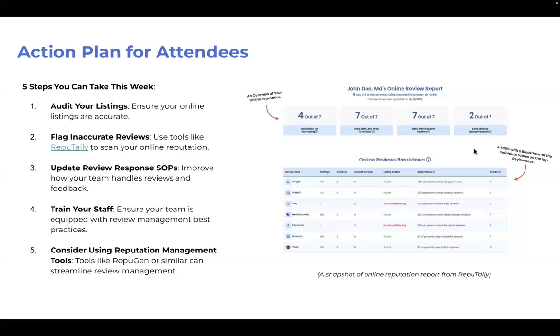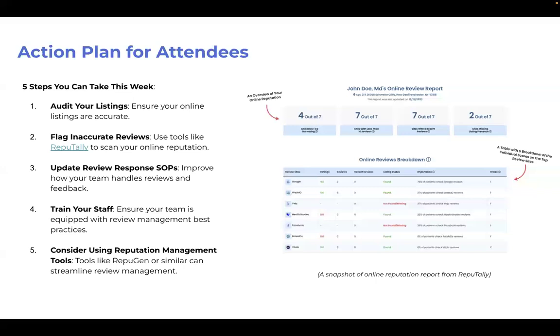And so now that we are wrapping up at the end, here are 5 steps that you can take away this week to start improving your online reputation. First off, you'll want to audit your online profiles or your online listings. You'll want to ensure that they are appearing on major platforms such as Google, Yelp, or Health Grades, and make sure that they are accurate and up to date. This is crucial as any inaccurate information can affect how potential patients find and perceive your practice.